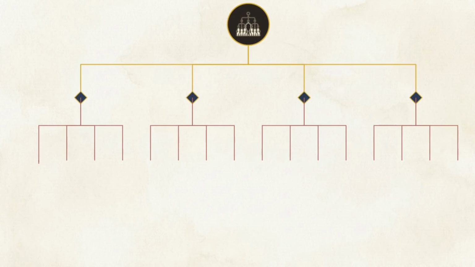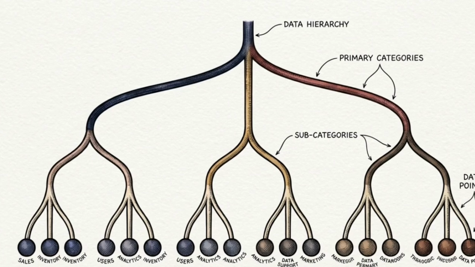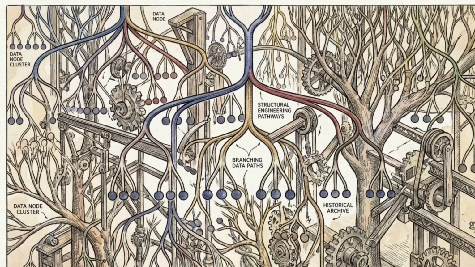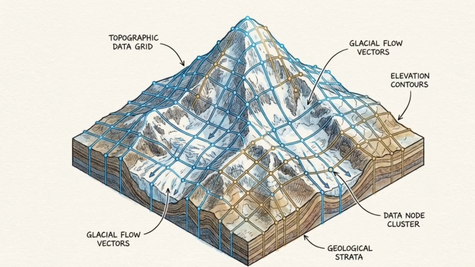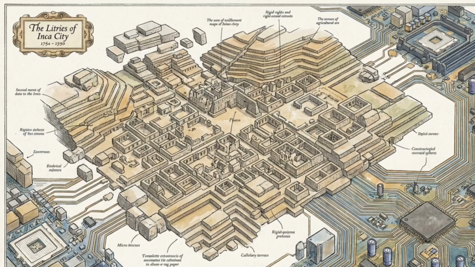This physical hierarchy mirrors a tree-like data structure, the same algorithmic logic used in modern object-oriented programming like C++ and Python. Utilizing a hierarchical tree achieved massive scalability. They processed layered administrative data from diverse geographic regions and accessed it instantly. The Inca engineered a physical algorithm capable of processing the operational data of an entire state.